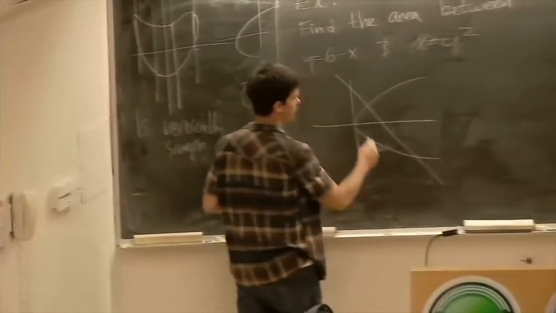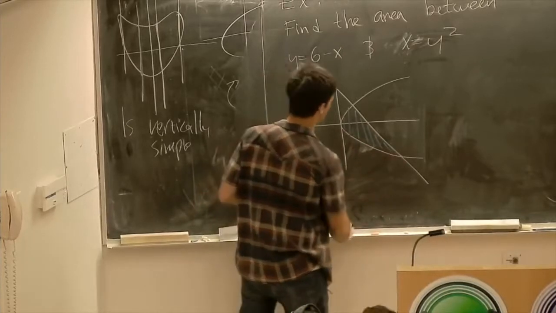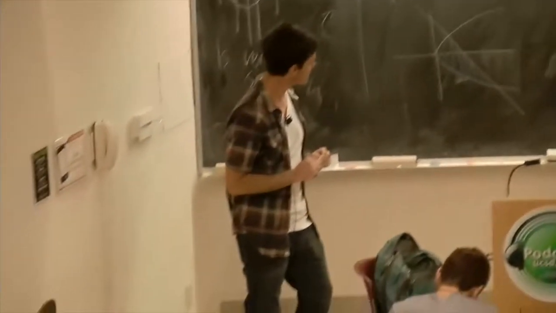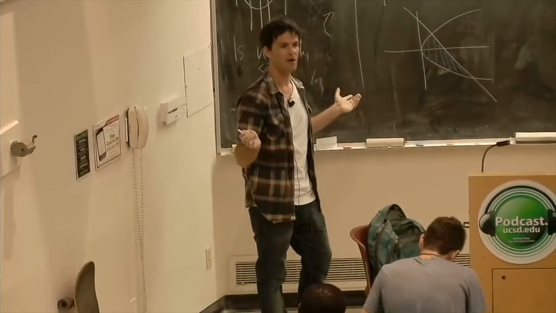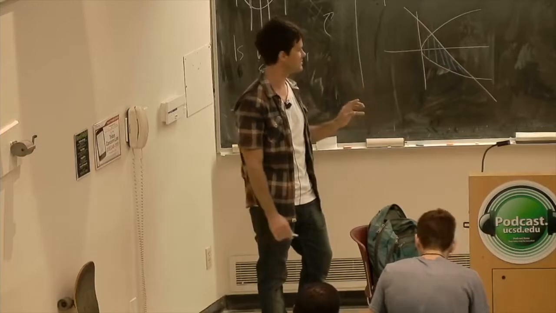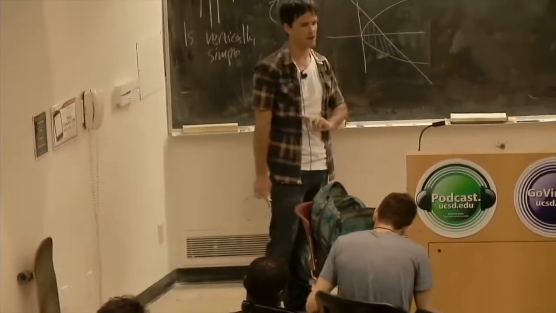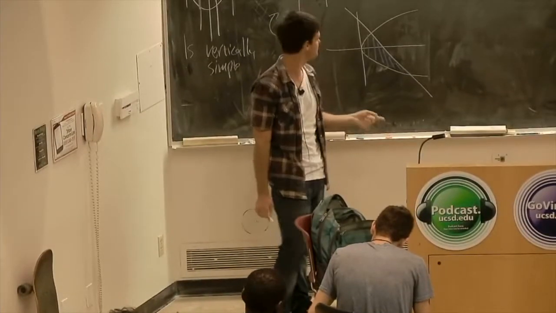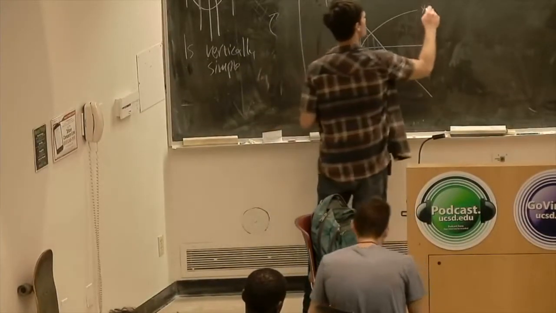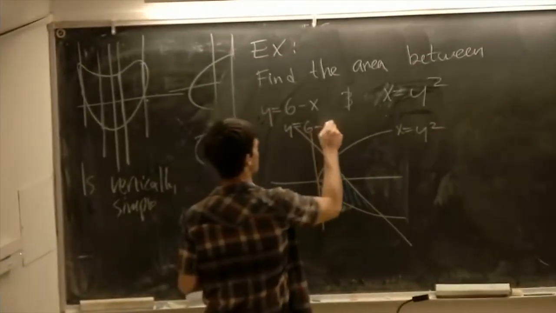So the area between the two curves is this blue area. Then what? I gave you guys some options. We can do it in terms of x or in terms of y. Which is the better option?